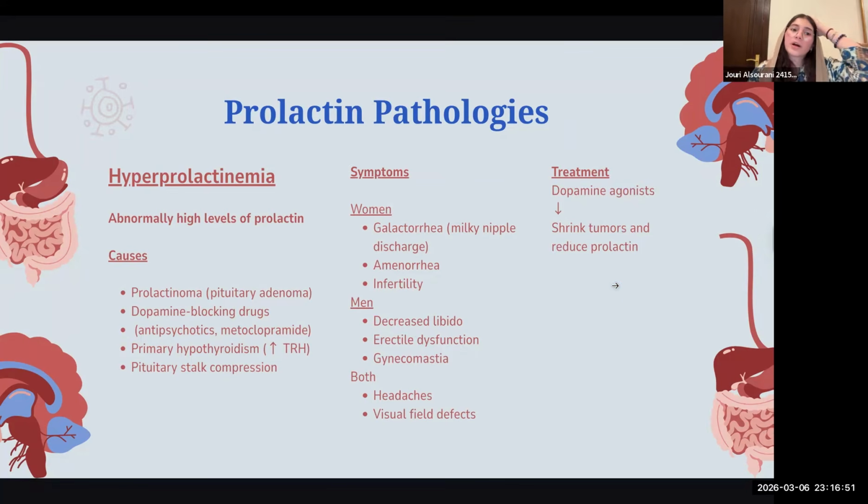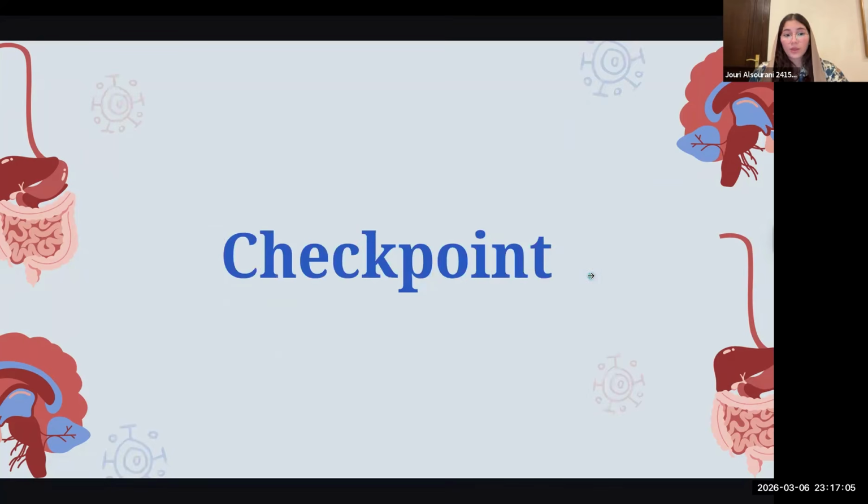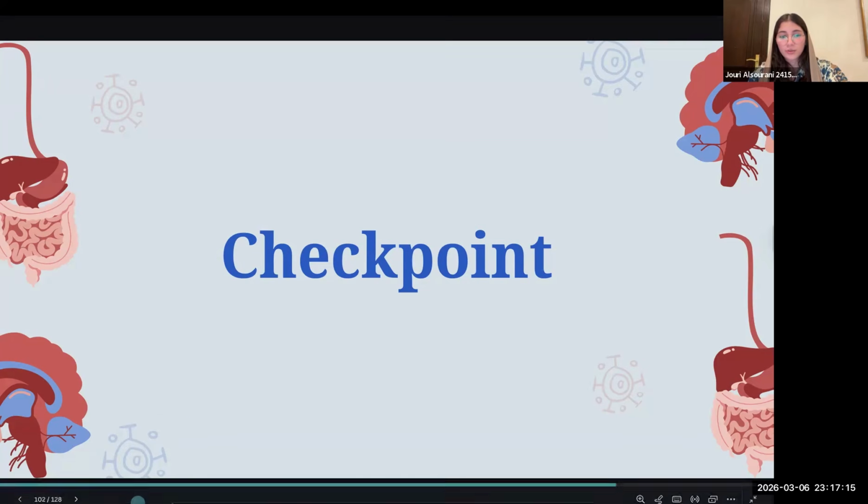But just remember, hyperprolactinemia, we have abnormal high levels of prolactin. Mainly it will be because of a prolactinoma, so an adenoma. And I think you'll most commonly come across this with women. Okay, we're done with the anterior pituitary hormones. We'll move on to the posterior pituitary hormones.